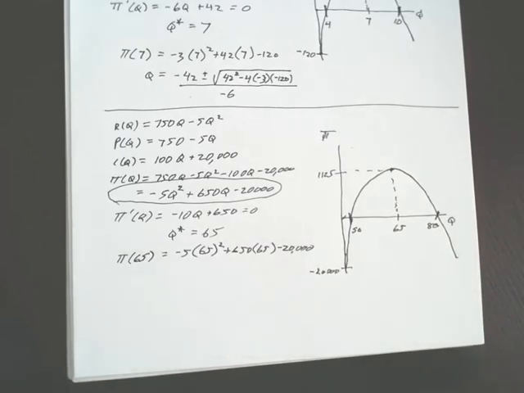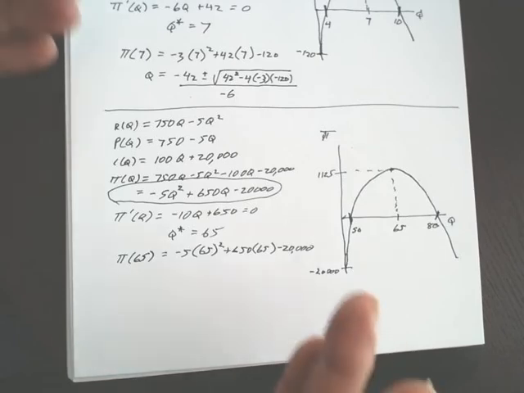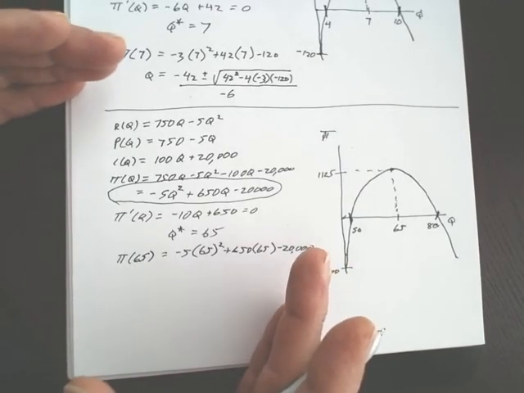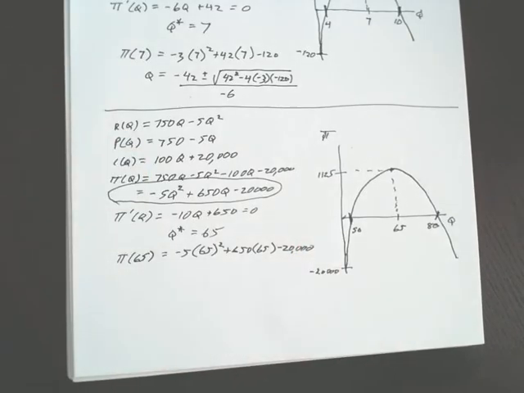Okay, so there's not much to it. Graphing quadratic profit functions is just like graphing quadratic general functions. It gets more complicated when we move into graphing cubic functions, which is what we're going to do.